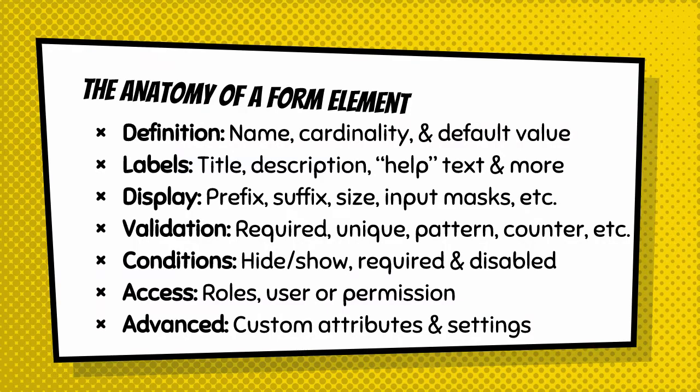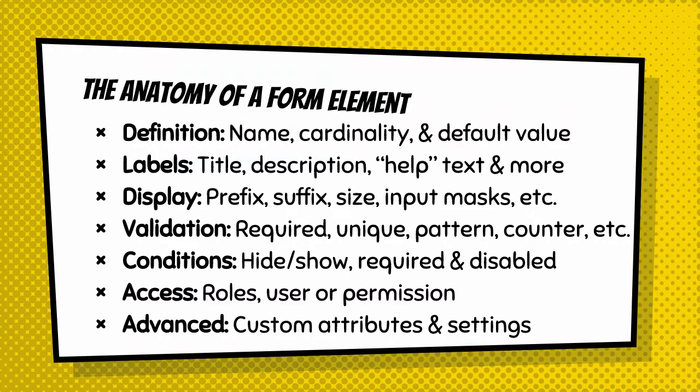So when you're looking at form elements and starting to use them, I'm breaking down these groupings. There's a general definition where you're giving a title of the element, the name of the element, what it's going to be stored in the database, cardinality, whether you're taking multiple values, and the default value. I did show you that stuff that starts happening with the labeling, where you can add the description, help text, and more. And every element also supports prefixes, suffixes, the size, you can add input masks, validation, there's all variations. The common ones are required, unique, patterns and counters, and conditional logic.